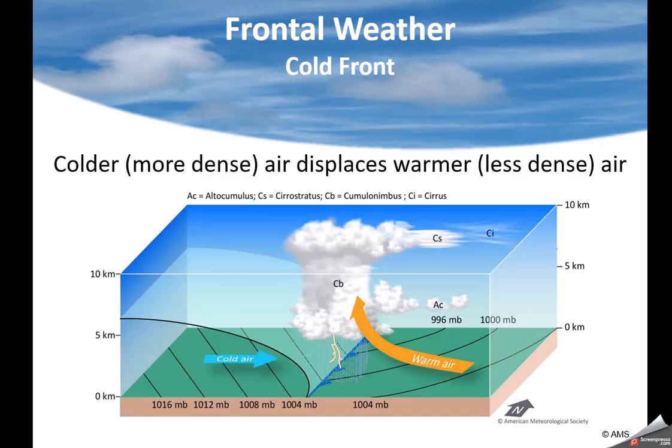Cold front, cold air is advancing. And remember, cold air is denser, so it acts more like a snowplow. It really pushes the warm air out of the way, so it causes air to rise very quickly.